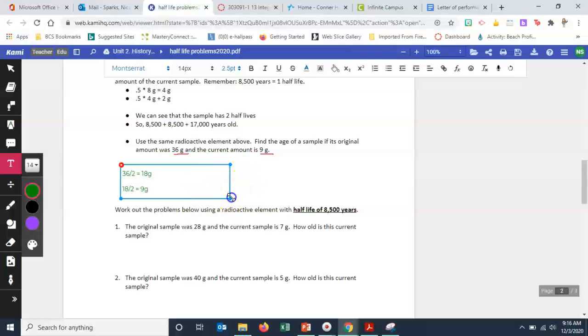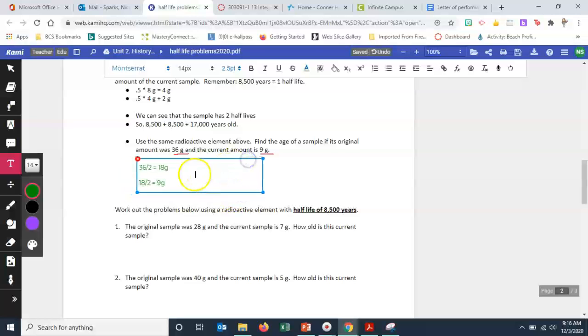So same idea, 2 half-lives. And they didn't change anything from above, so we're still going to then add 8,500. And you can multiply it by 2 if you want to. That will work the same. And when you multiply 8,500 times 2, you still get that 17,000 years. There you go. Perfect.